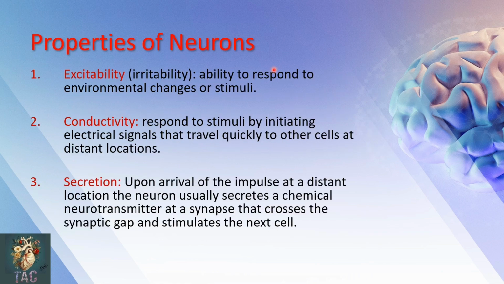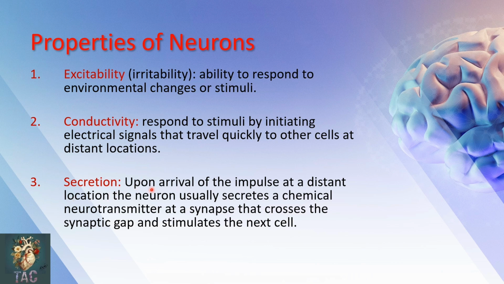So the properties of the neurons are: first, they have the property of excitability, that is irritability, the ability to respond to environmental changes or stimuli. Second, they have the property of conductivity. They respond to the stimuli by initiating electrical signals that travel quickly to other cells at distant locations.